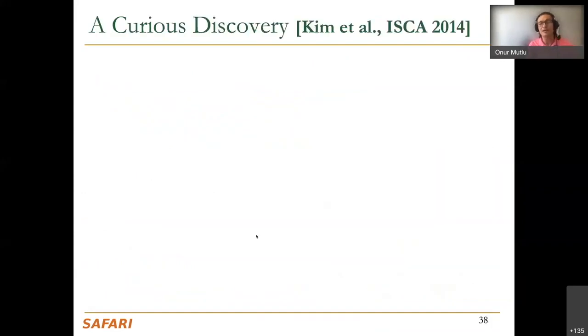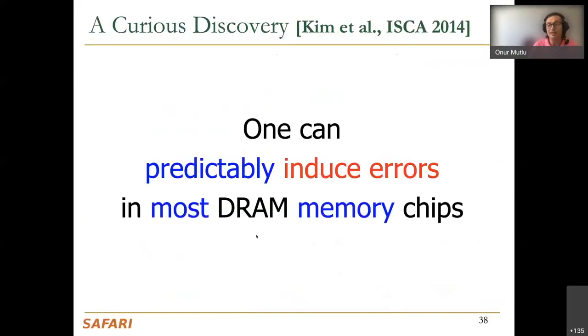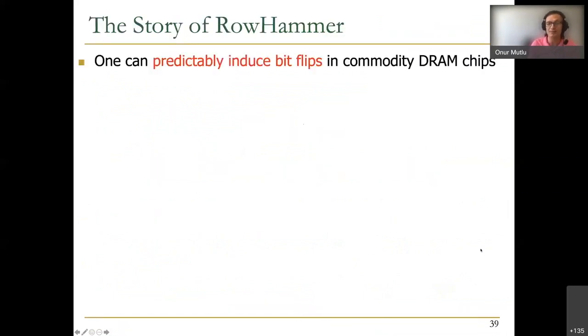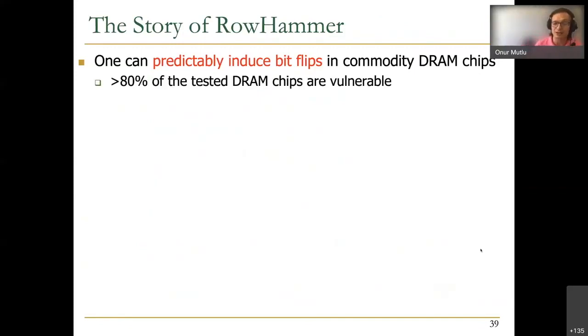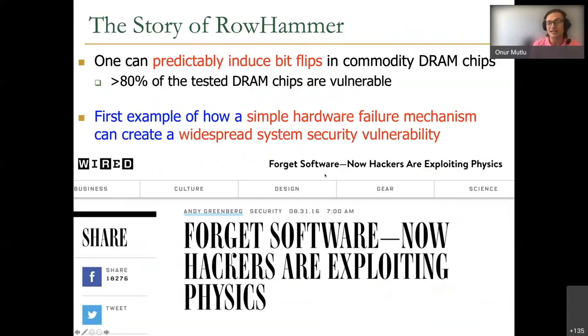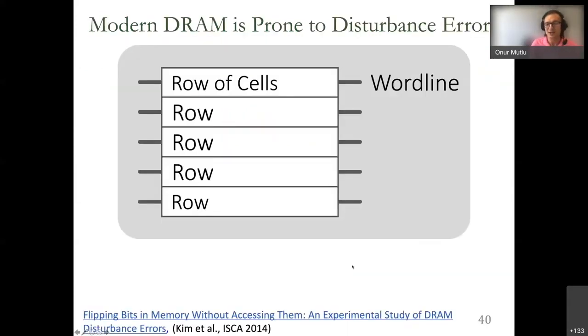So while we were doing a lot of studies together with Intel using this infrastructure, we found out that one can predictably induce memory errors in most DRAM memory chips. This is now known as the DRAM RowHammer problem. Essentially, you can predictably induce bit flips in most DRAM memory chips that are out in the field. And this is the first example of how a simple hardware failure mechanism can create a widespread system security vulnerability. And people are writing articles that sound like this. At the core of it, forget software. Now hackers are exploiting physics. I like this title over here because it has a nice higher level reflection of what RowHammer is.